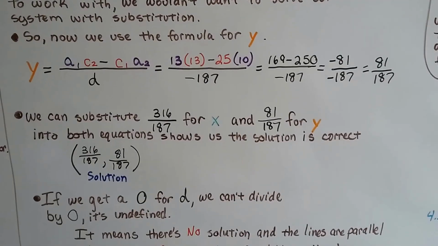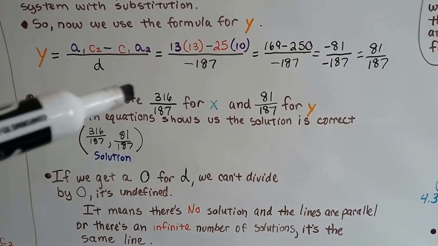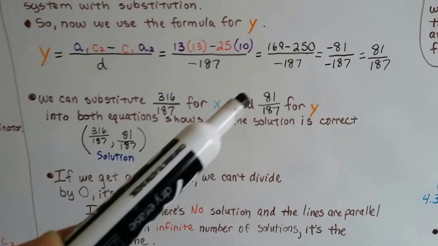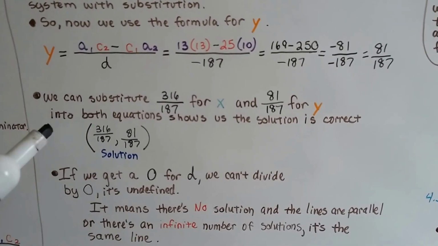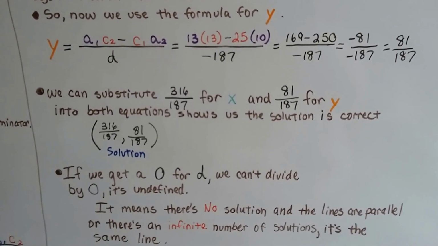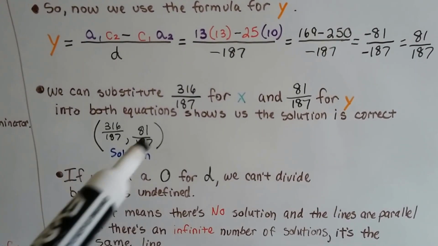We could check this by substituting the 316/187ths for x and the 81/187ths for y into both equations, and it'll show us that our solution is correct. That's our ordered pair.